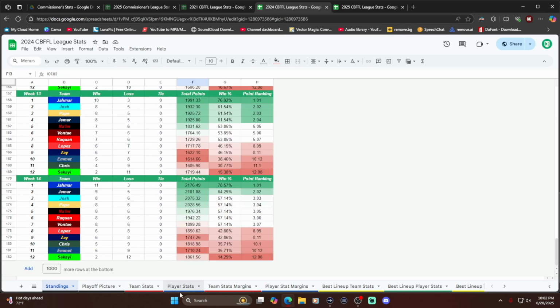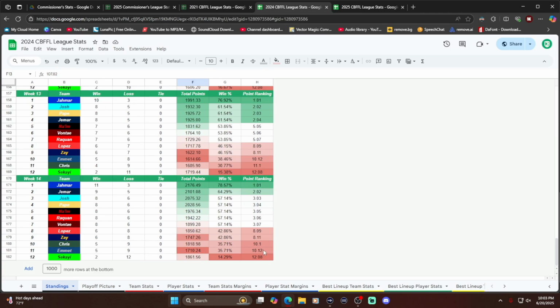So by the time you get to week 14, which is the end of the regular season for us, it will look a little different. And this is a nice way of checking how the points are being spread out throughout the league and who's really above others. As you can see, Emmett was 5-9 last year, but he was worse in points.